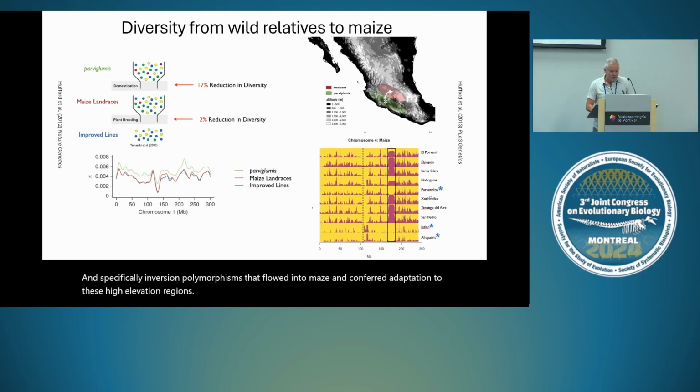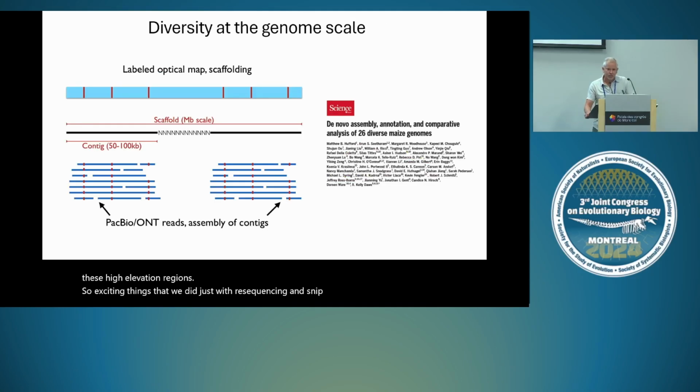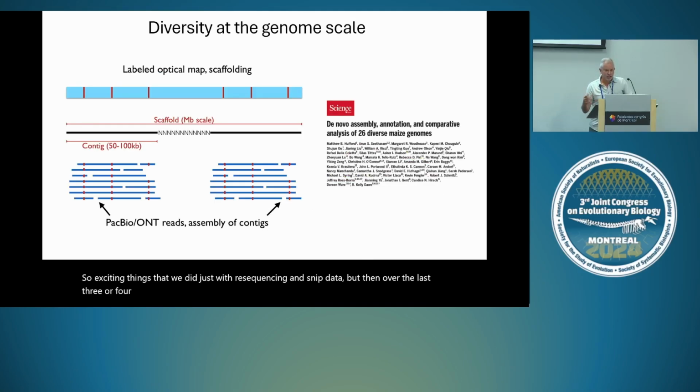So exciting things that we did just with resequencing and SNP data, but then over the last 3 or 4 years, genome assembly has become possible with maize, which has about a 3 gigabase genome. It's about 85% repeats, so a difficult genome to put together, but with PacBio and optical maps, we were able to assemble to the pseudomolecule level these maize genome assemblies. And so we published a couple of years ago 26 de novo assemblies of maize.